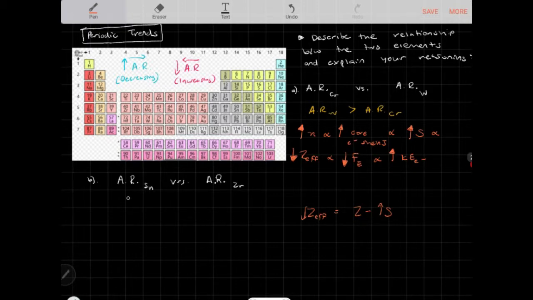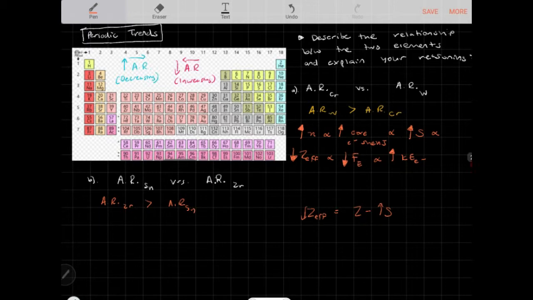Let's take a look at part B. We're comparing the atomic radius of tin versus zirconium. Right, zirconium is atomic number 40. Tin is atomic number 50. You can see that zirconium is located to the left of tin. So we know that the atomic radius increases to the left as well. So because of that, we can say that the atomic radius of zirconium should be greater than the atomic radius of tin, but we need to explain this a specific way.